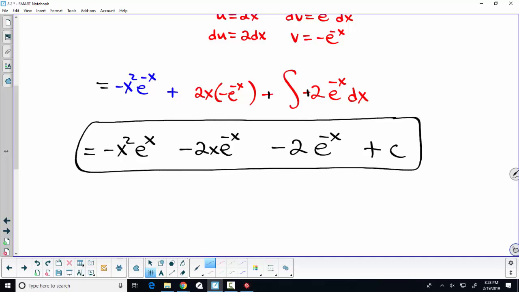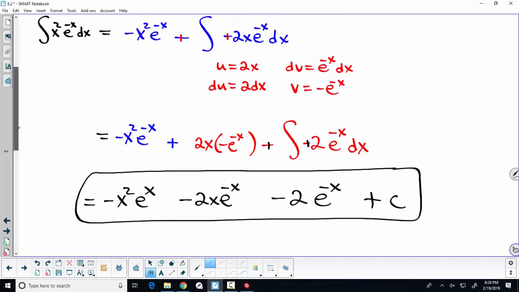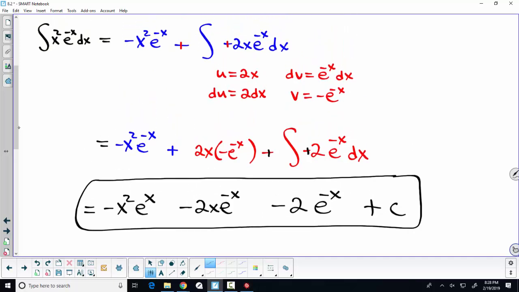And some of y'all did it different ways too, depending on if you took the constant, the 2, out, or if you just let u equal 2x. Some of you left it as a negative and let u equal 2x, then dv has to be negative e to the negative x. So there's a lot of ways to look at it. Find whichever method you prefer. I honestly prefer to just deal with constants as a separate thing, but you can totally leave them in if you want.